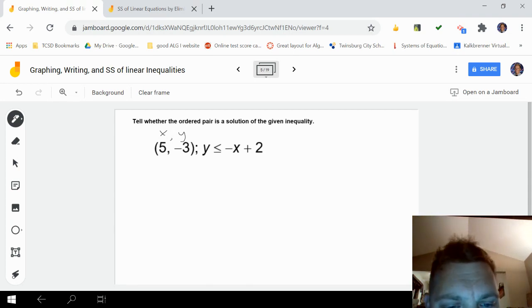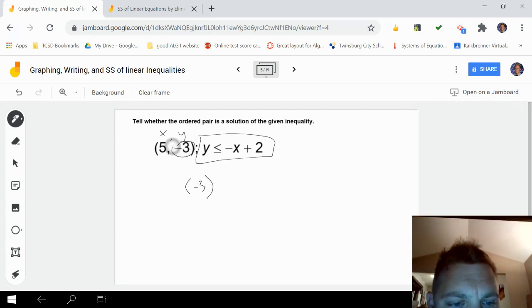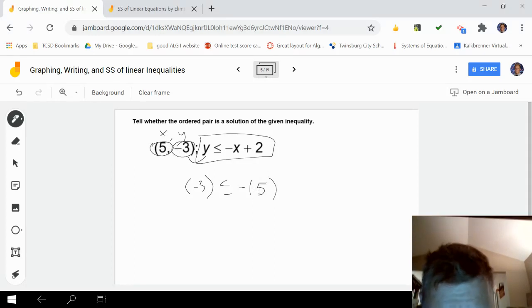So the very first thing I come across in this inequality statement is a y. What does y really equal? -3, because I'm just going to take this and substitute it in. And then I don't mess with that inequality sign. Negative I don't mess with, because here's my x now, which is 5. So I substitute that in. And then +2 I don't mess with.